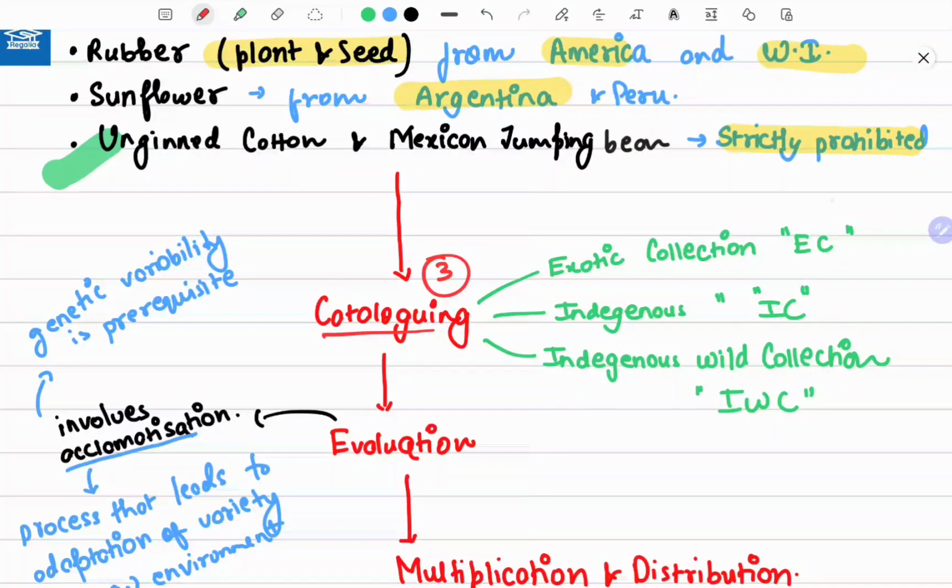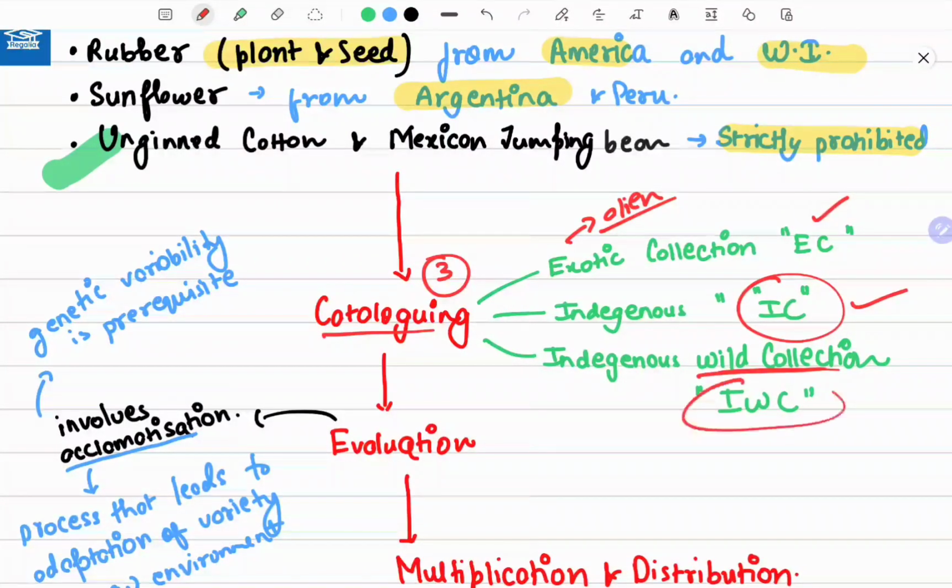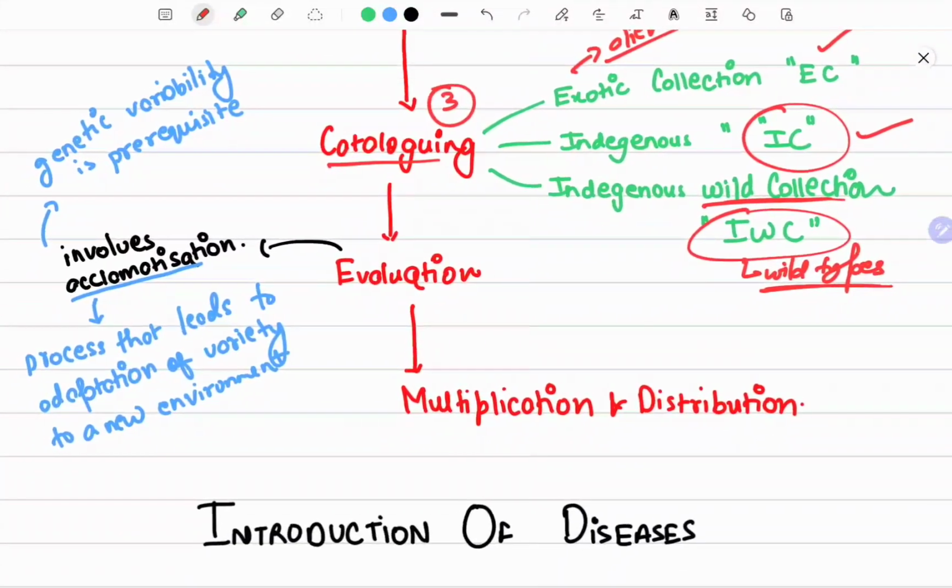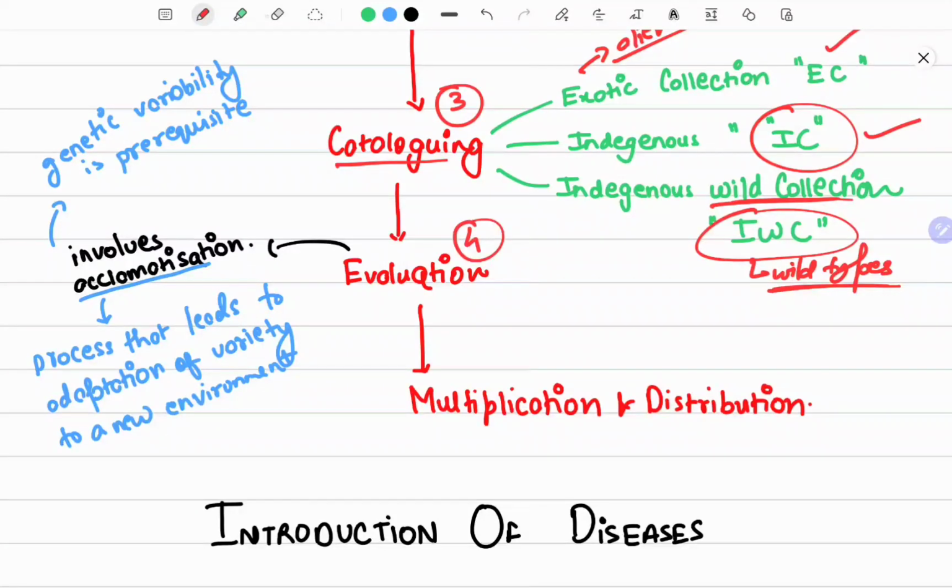Like the first is exotic collections. Exotic collections mean this collection is not present in our country and it is a foreign, an alien collection. Indigenous collection, which is present within our own country. Indigenous wild collection, these are wild types.